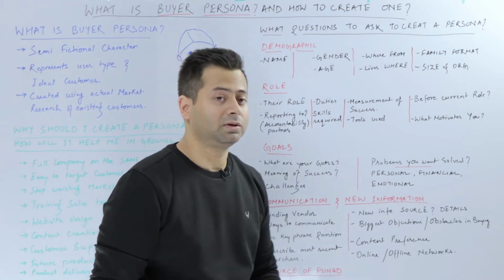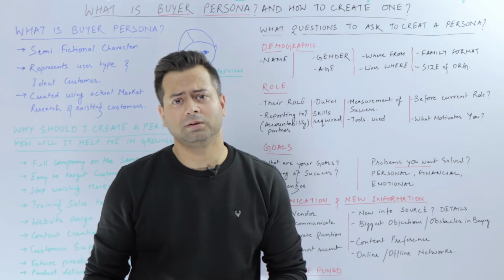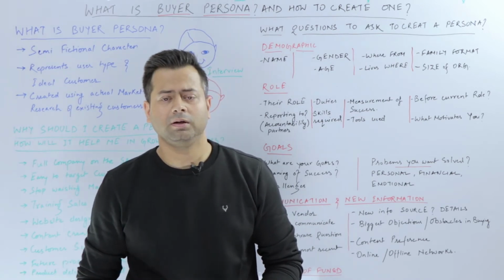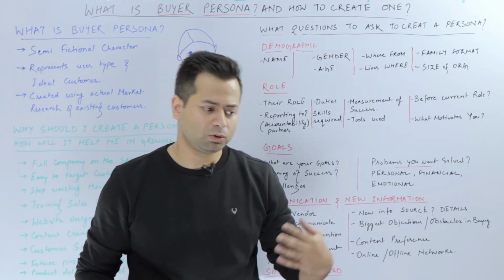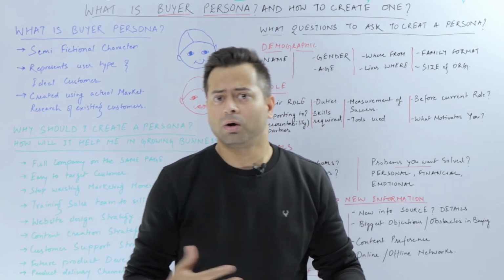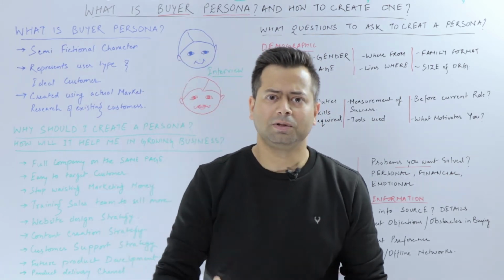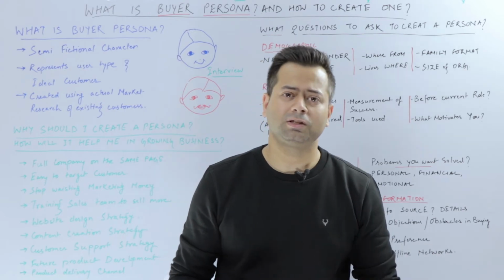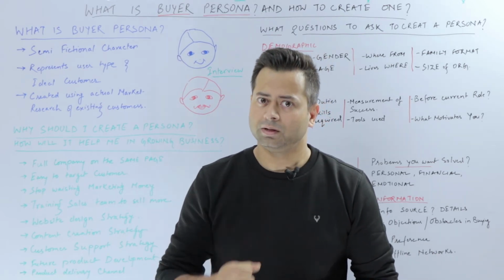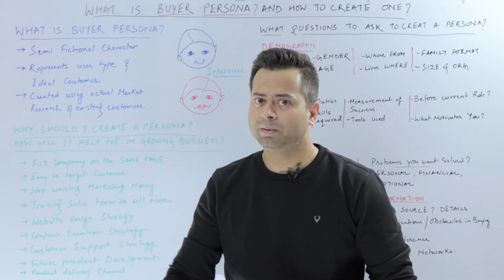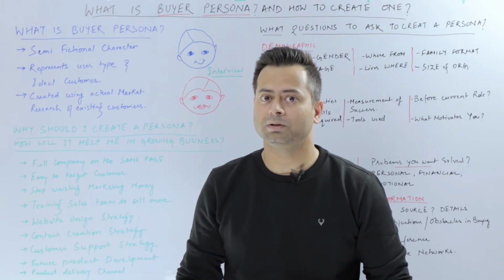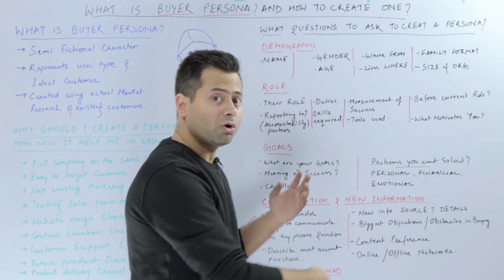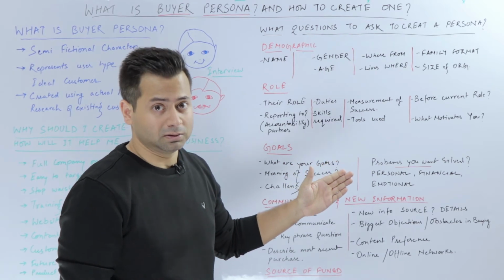Offline and online networks. What are the social networks they are on? They spend most of their time on Facebook or Instagram or Snapchat, or offline networks like BNI, Business Network India, or some other business network they are part of. So you can understand where you, or your representative, can be present in order to get more of this kind of person.